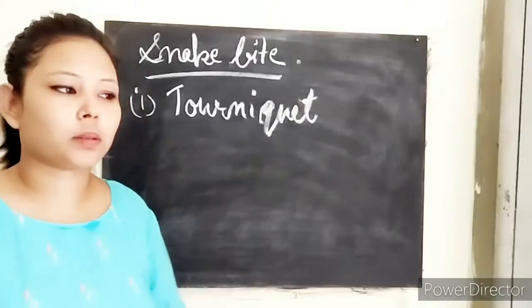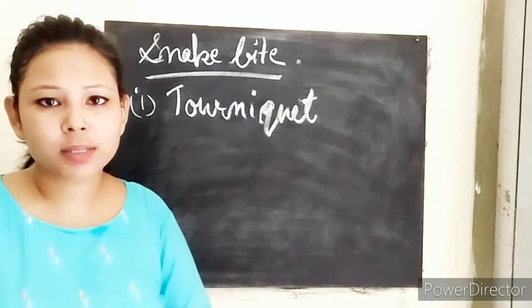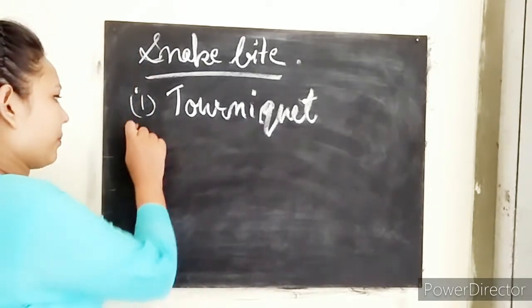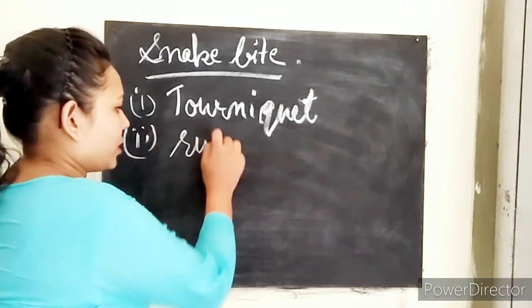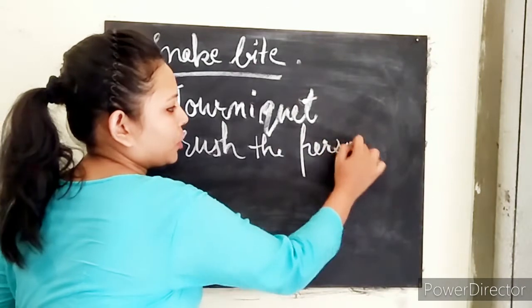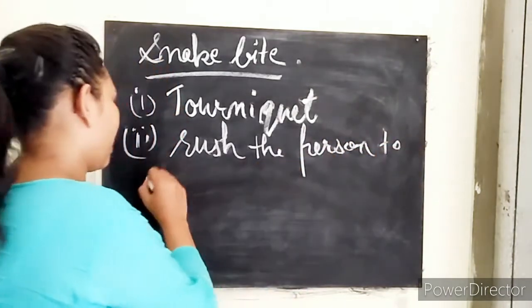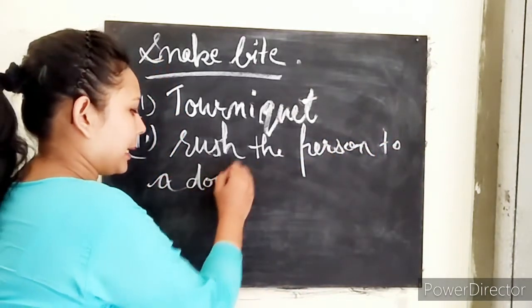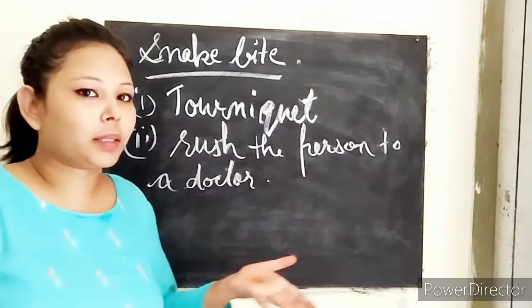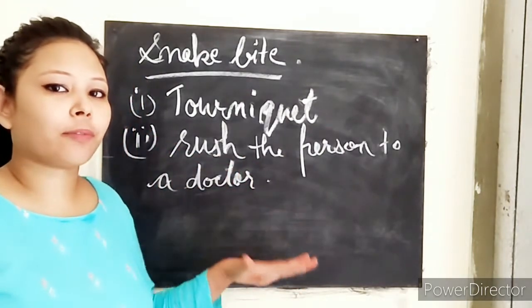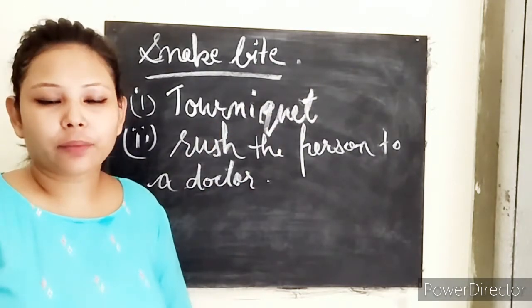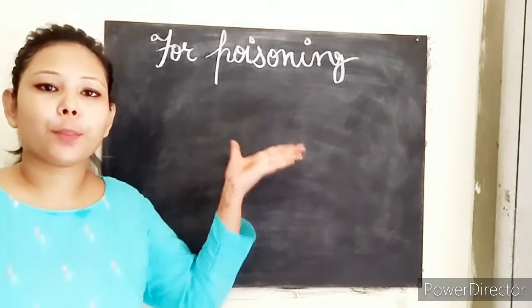Clear? So this is how the tourniquet works, and afterwards just rush the person to the doctor. Clear? So these are the things that you need to do if a snake bites a person. And the next one we have is poisoning.